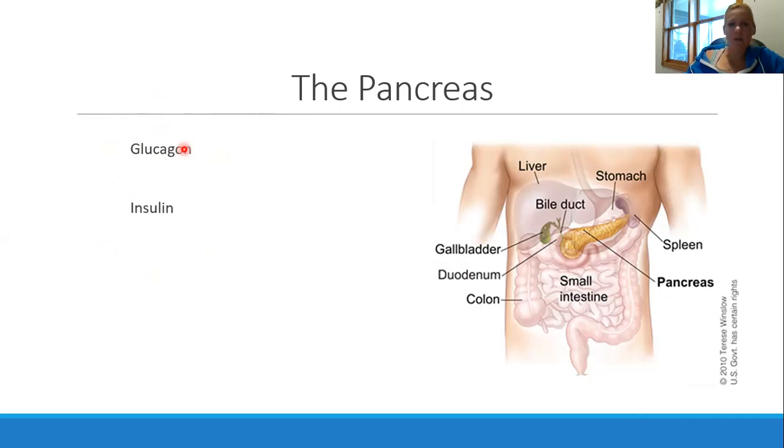Let's see, other things going on within the pancreas. Lots of different digestive enzymes are secreted into the small intestines from the pancreas. So again, it serves a role within the digestive system, but then also within the endocrine system as well.